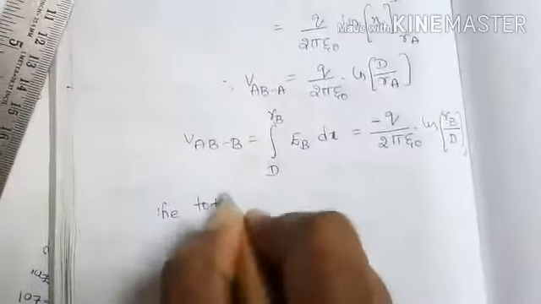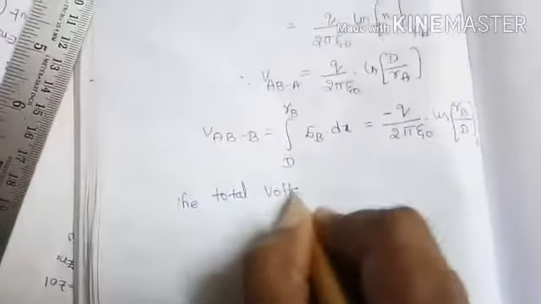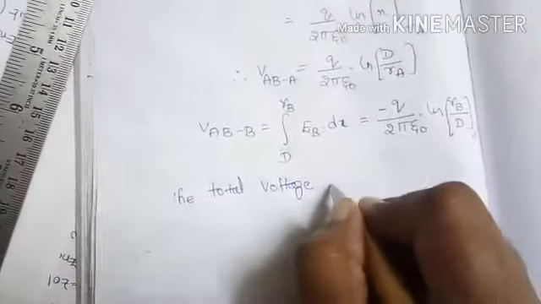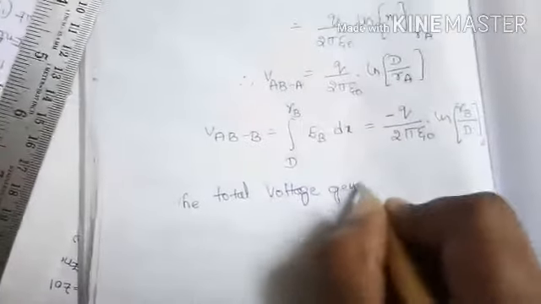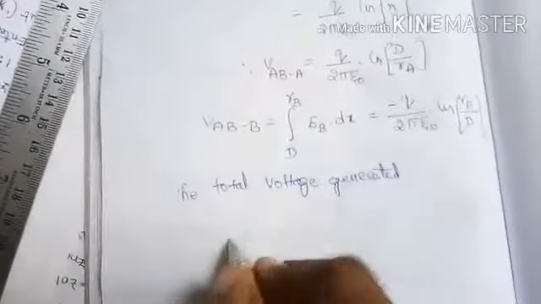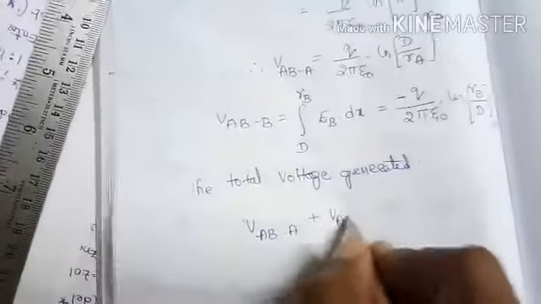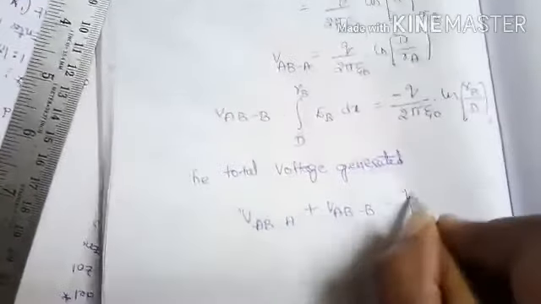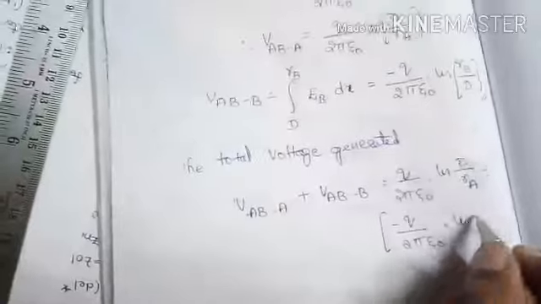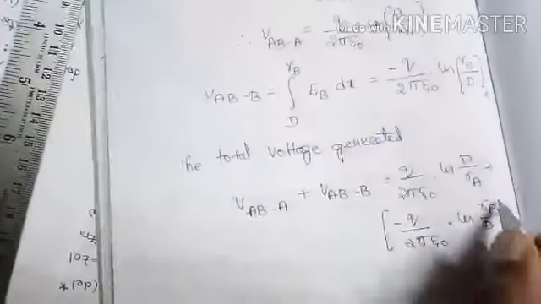The total voltage generated is... Now we can add these two equations, then we will get total value VAB equals VAB due to A plus VAB due to B. We will get q by 2 pi epsilon naught into ln of d by RA plus, here actually, minus q by 2 pi epsilon naught into ln of RB by d.